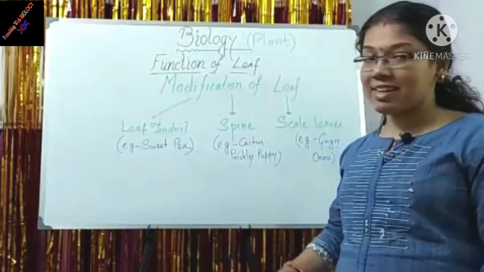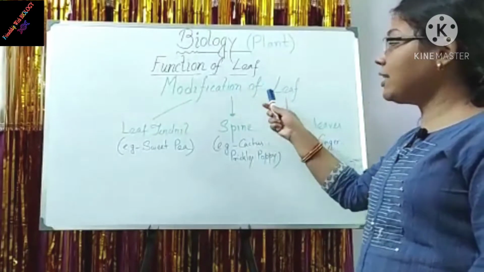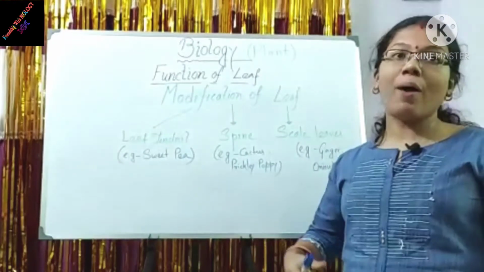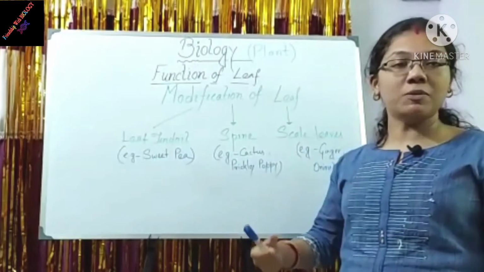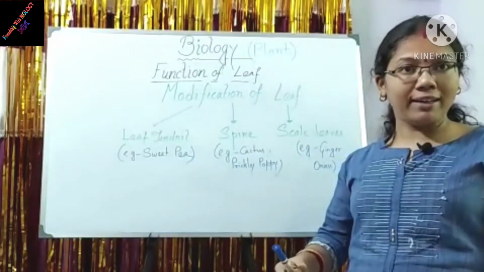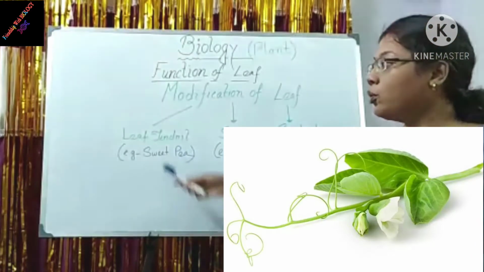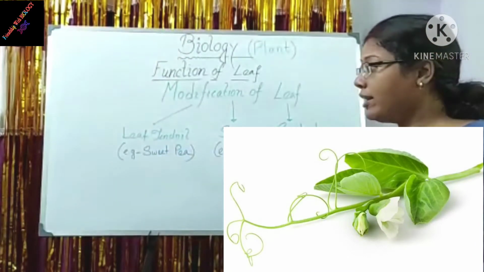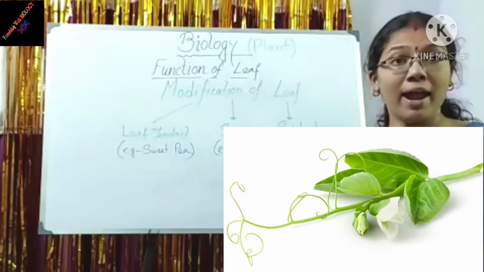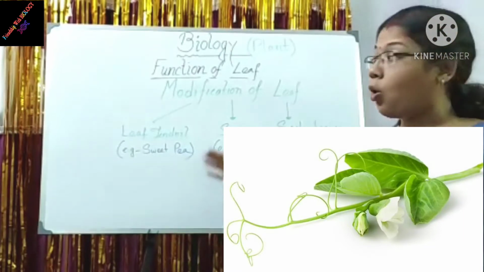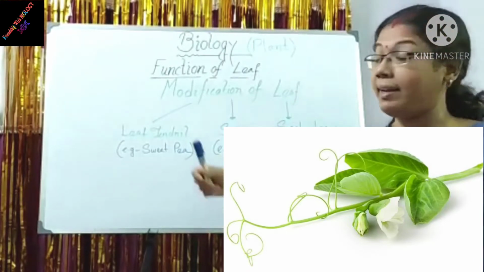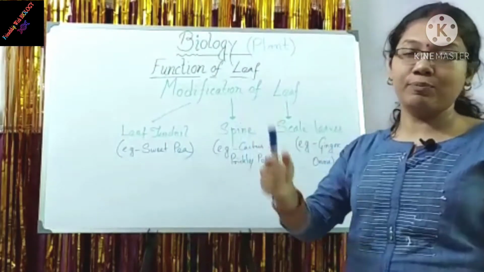Now friends, let's start with the discussion of modification of leaf. In some plants, the complete leaf or part of the leaf is modified to perform a special function. In case of a few weak-stem plants, leaf can be modified into leaf tendril. This is found in sweet pea plant. Here, leaf tendril is very sensitive to touch. When it touches anything, it coils around it and helps to climb up the tree.